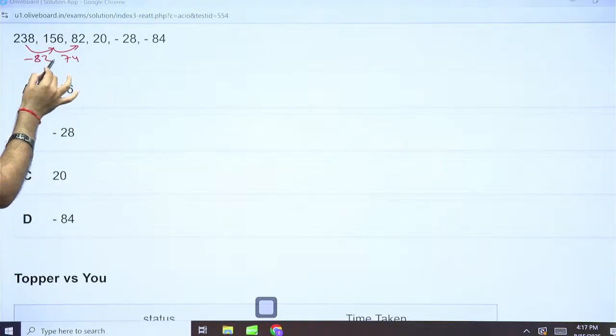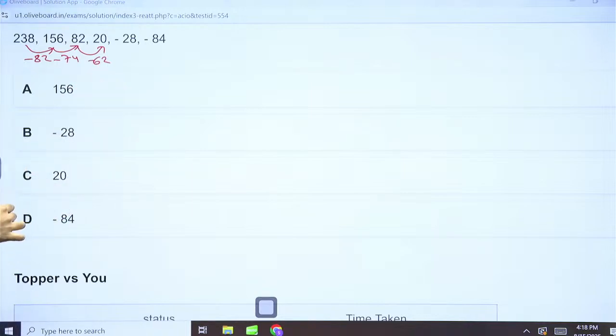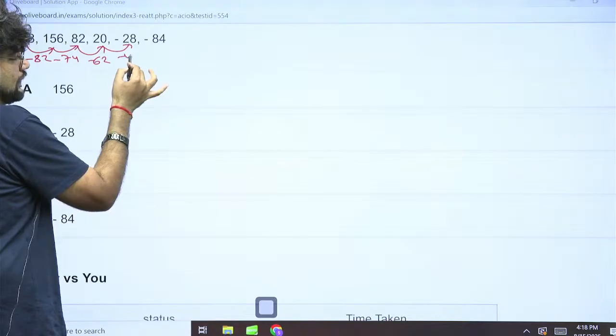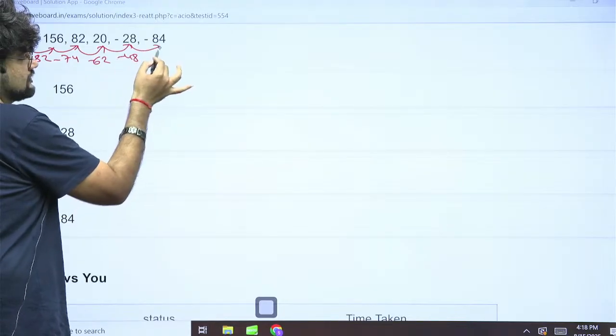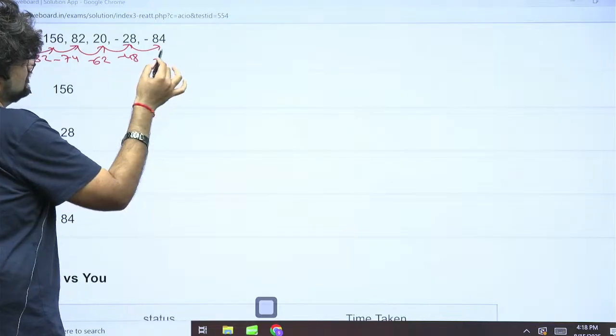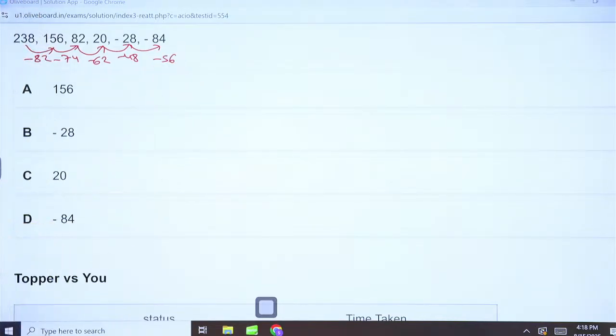Okay, so we are subtracting. Next difference if you take, you are going to get 62. Okay, now 20 and minus 28, you are going to get minus 48. And this is how much? Minus 56, right? Okay, this is what is happening.